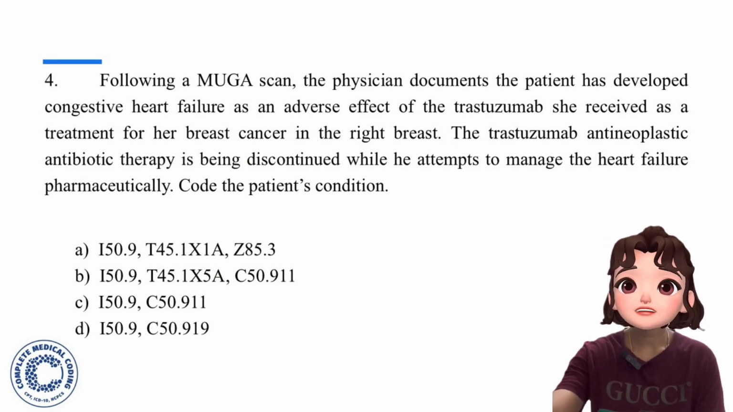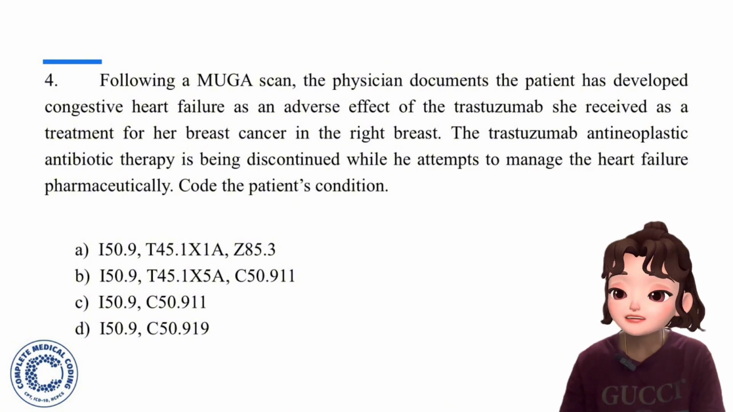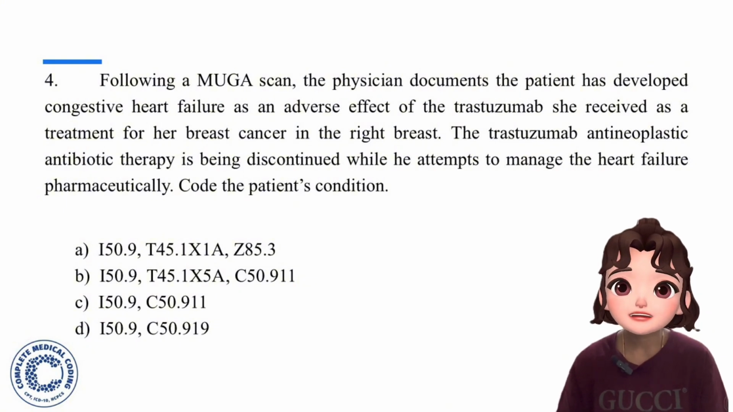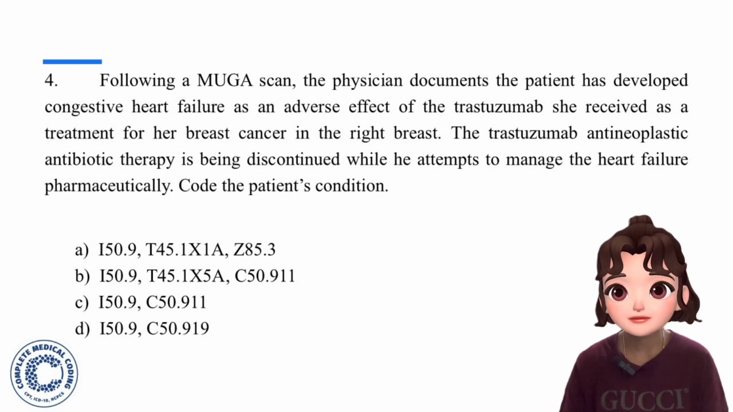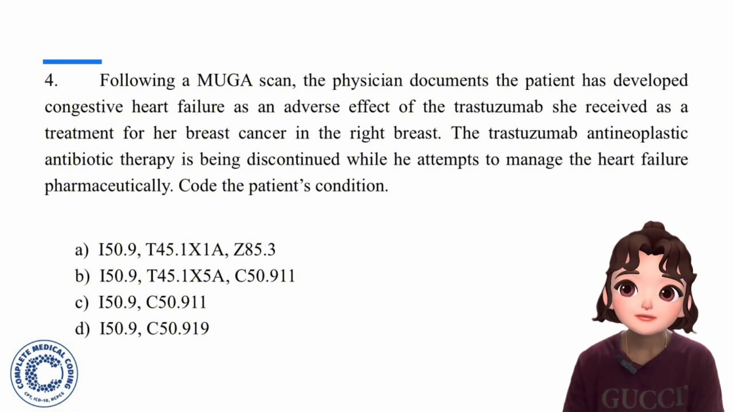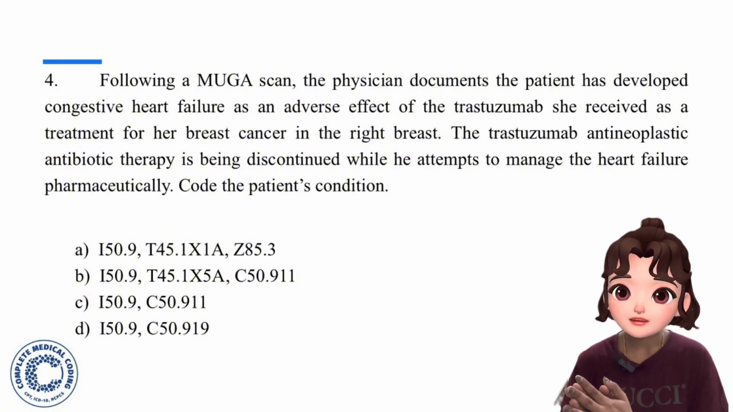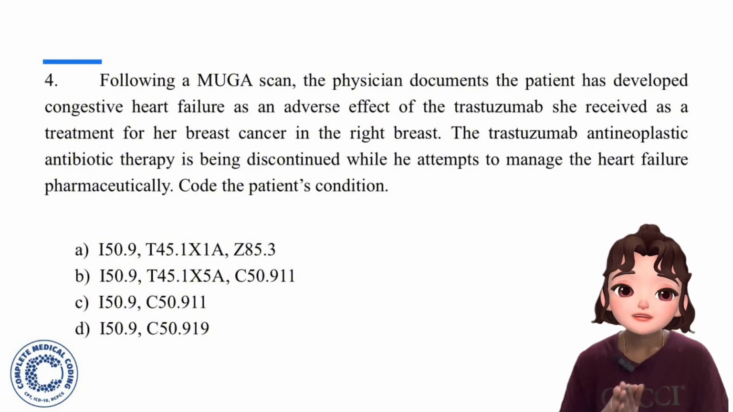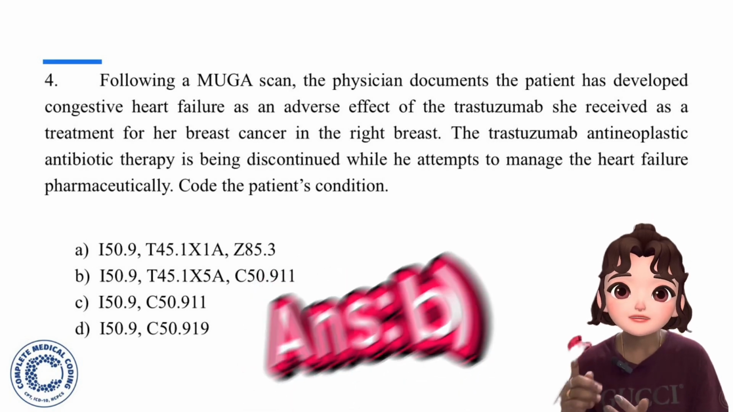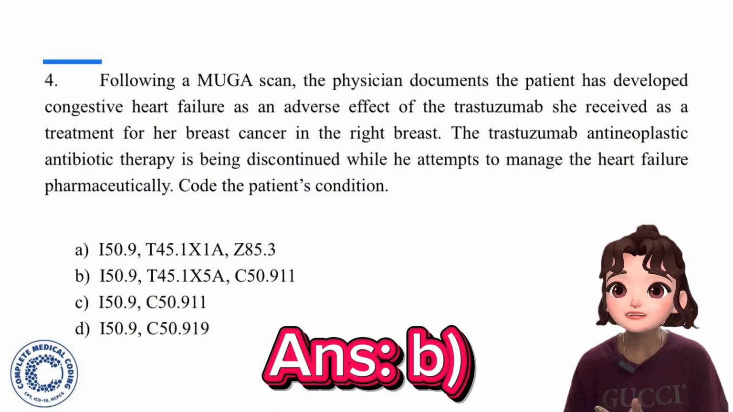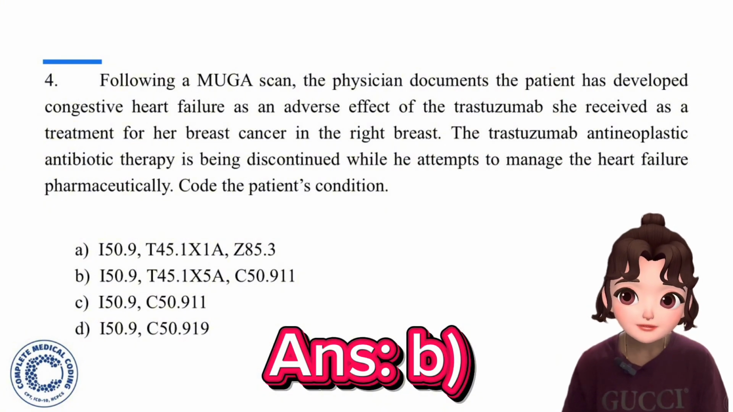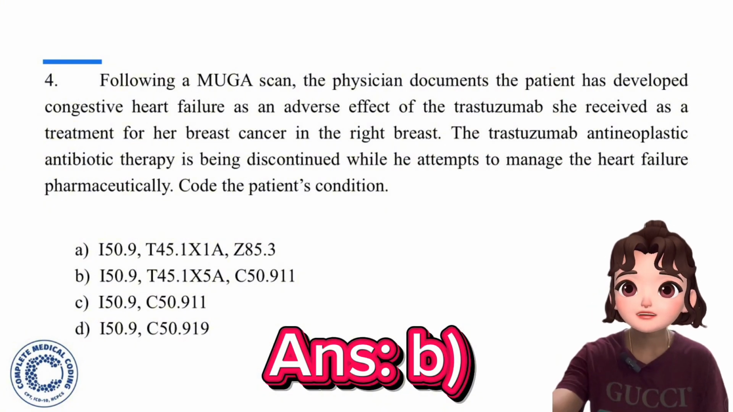Alright. And then the C code. What will be the C code? Malignant breast cancer. That also you have to code. So, malignant neoplasm of unspecified site of right female breast. It's mentioned as the right breast. So, these three codes should be coded. Our answer will be option B. The heart failure code should be coded first, the adverse effect of the medicine next, and then breast cancer. Okay, hope you understood.